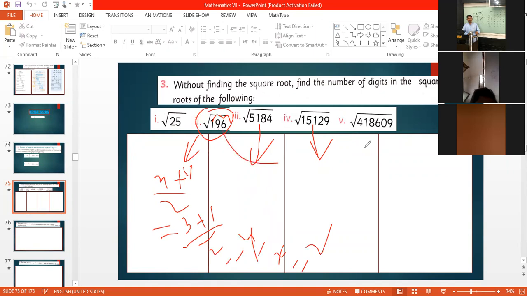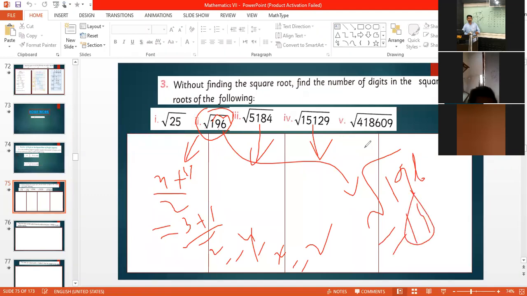So now you know how to do this: n plus 1 by 2. 3 plus 1 by 2 is 4, 4 by 2 is 2. The answer is 2. When you find that square root, it is 14. So there are 2 digits, 1, 2. But we are not interested in the answer. We just have to tell how many digits are there in the answer.